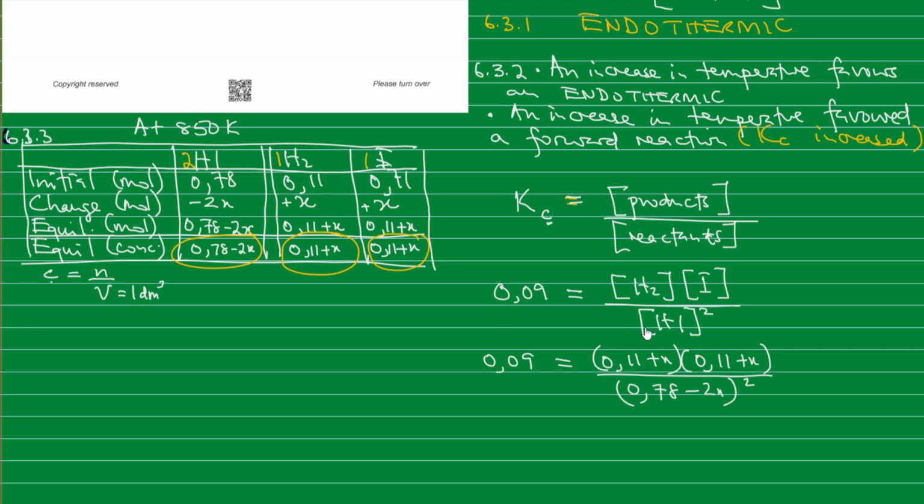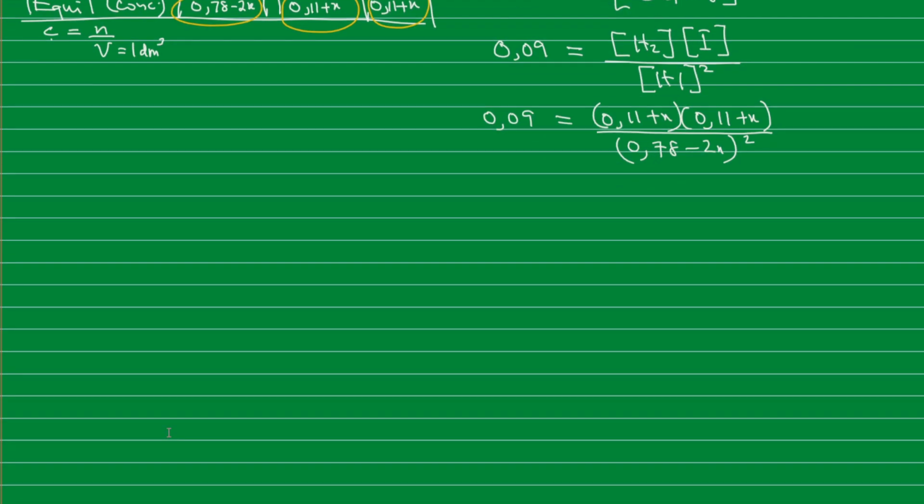Now moving further, we are going to have here 0.09. You can write this one as 0.11 plus 11 squared, because it's multiplying itself there, over 0.78 minus 2x squared. Now the aim here is to calculate the x.